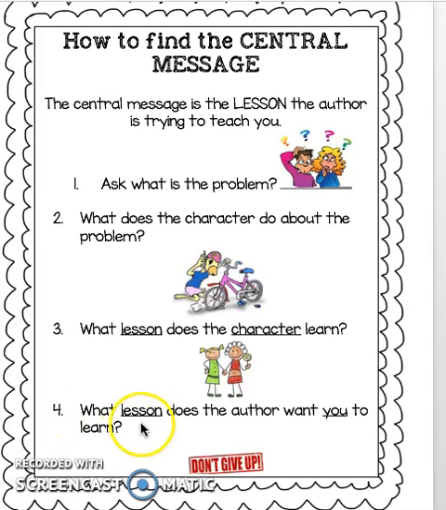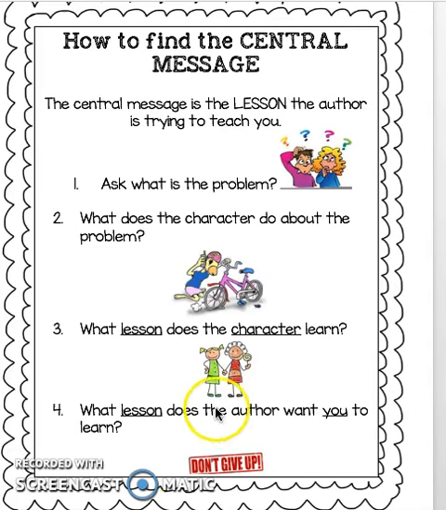And then finally, once you figure out what the character learns, you move to number four. And that is, what lesson does the author want you as the reader to learn? And so once you figure out what lesson the character learns, you can figure out what lesson the author wants you to learn through his or her story, and you can use that lesson in your own life.